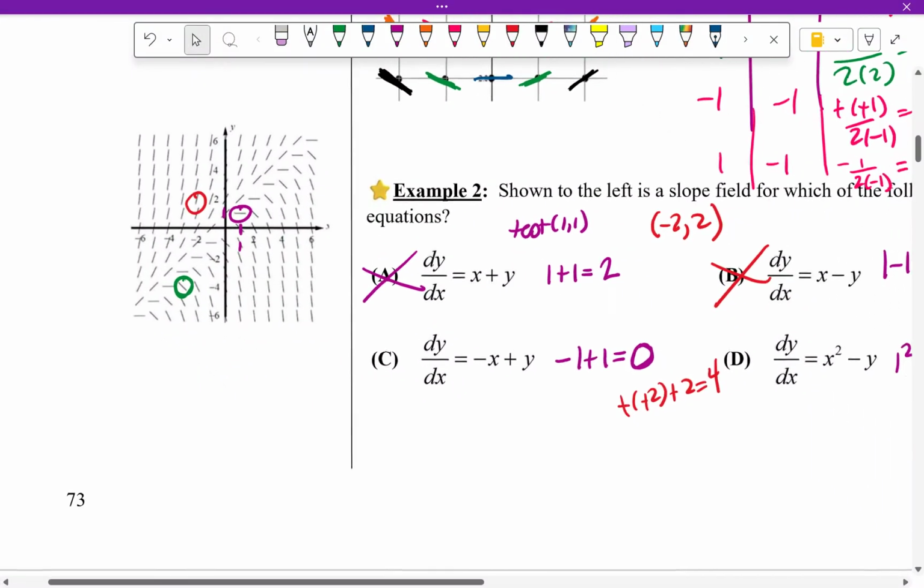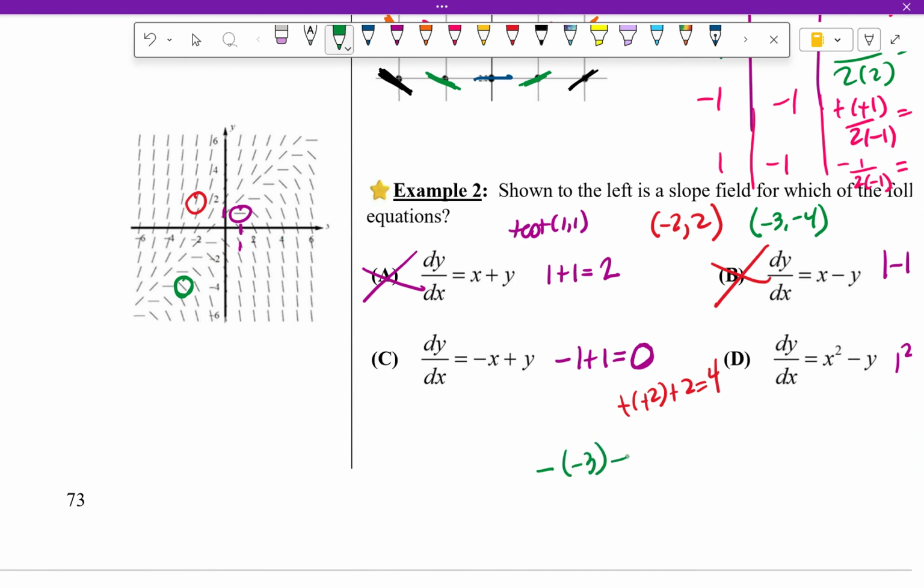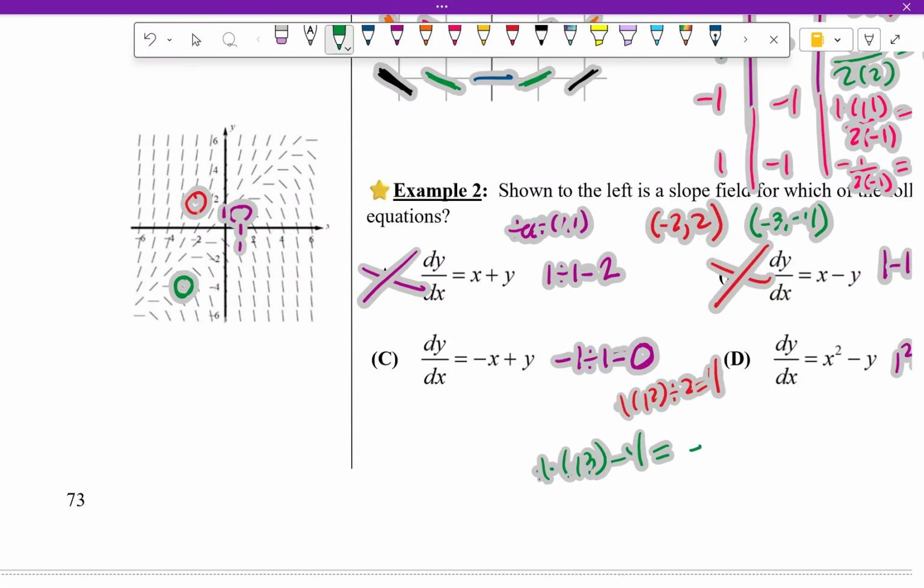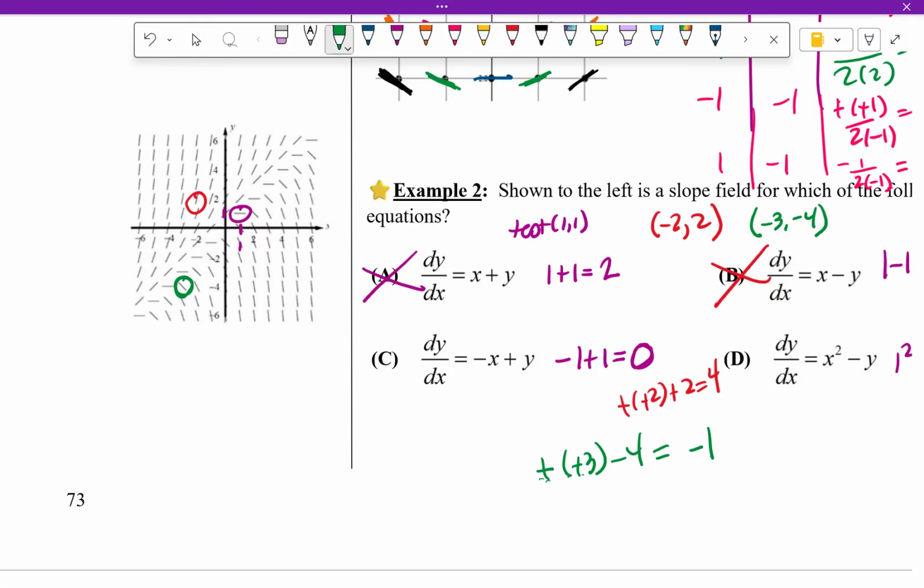Okay, so I am now testing. My third test is going to be, we said -3, -4. All right, so I'm plugging that in. I've got -3 minus 4. What happens with this double negative? Cancel, so I end up with -1. That looks pretty good, right? Look, that's about what we predicted it was going to be.